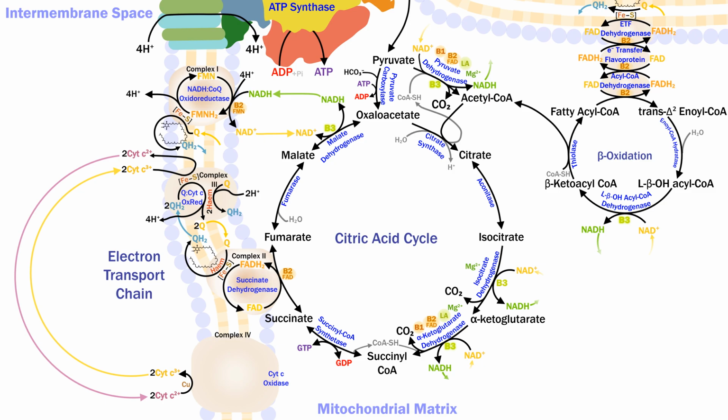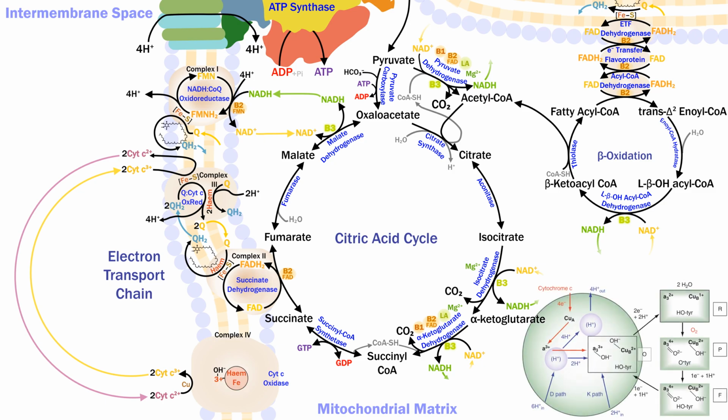Complex 4 is also known as cytochrome oxidase because it oxidizes cytochrome C back to +3 with the aid of molecular oxygen. The first step uses a copper ion as a cofactor. The complex 4 reaction is also tough to follow because it involves multiple state changes at the active site, as well as different currents of electron and proton flow.